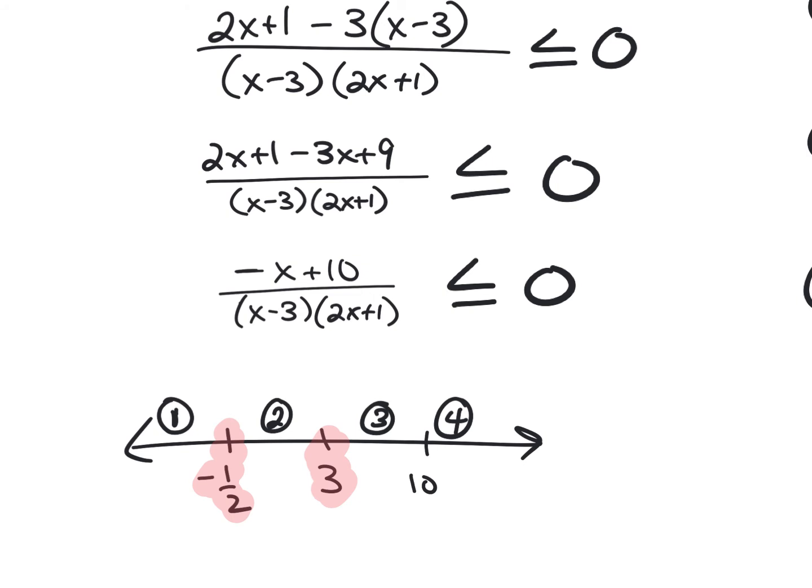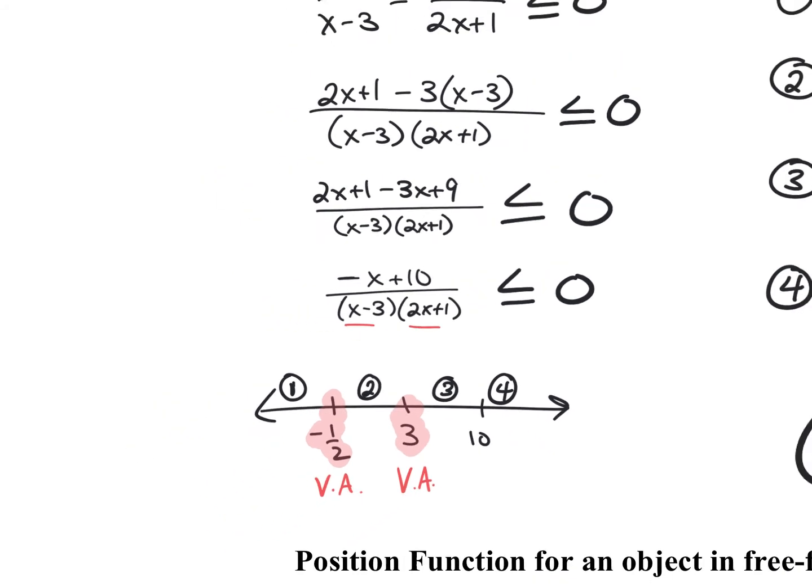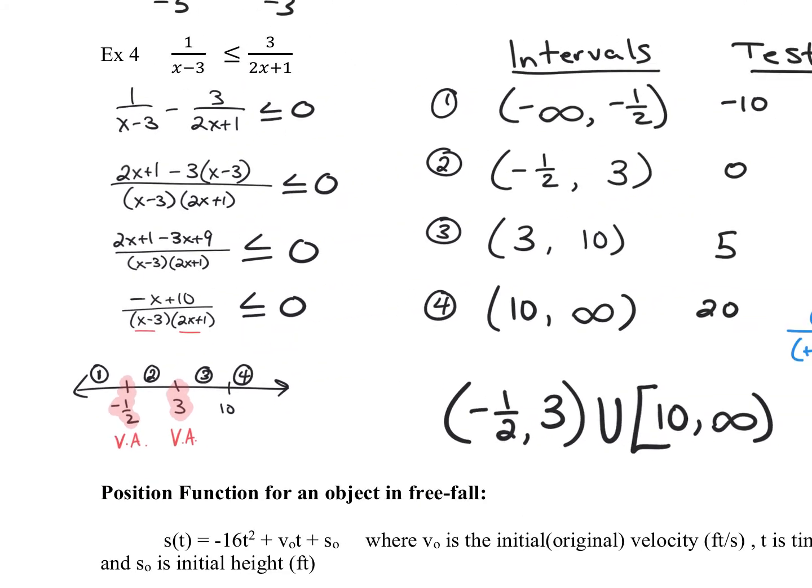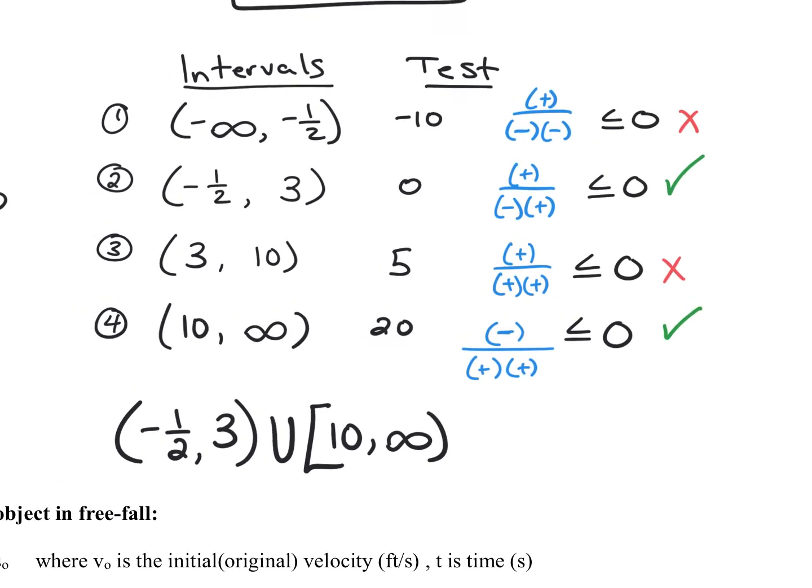That leaves me with 4 intervals, and on my number line here, I've highlighted these two values at -1/2 and +3 because they are vertical asymptotes. They are coming from our denominator. So I know that I'm going to have to treat those differently once I get to the end of this problem. So those 4 intervals are set up as you see here.